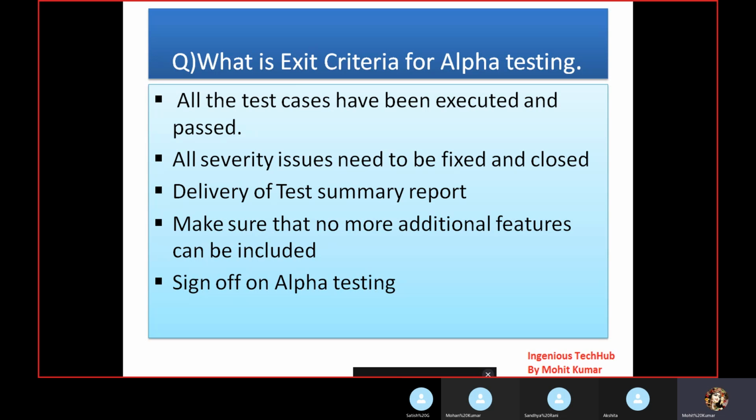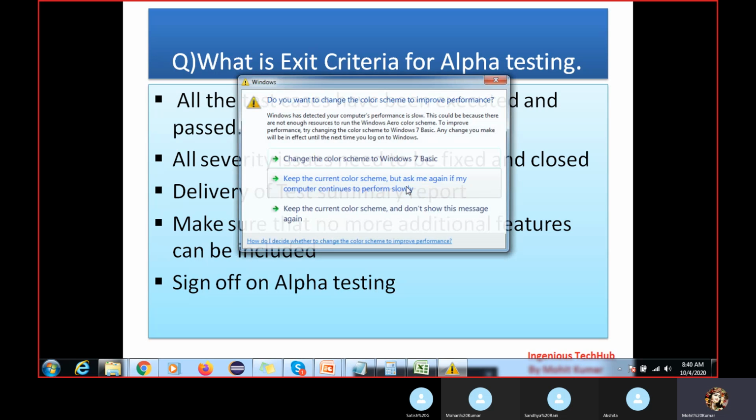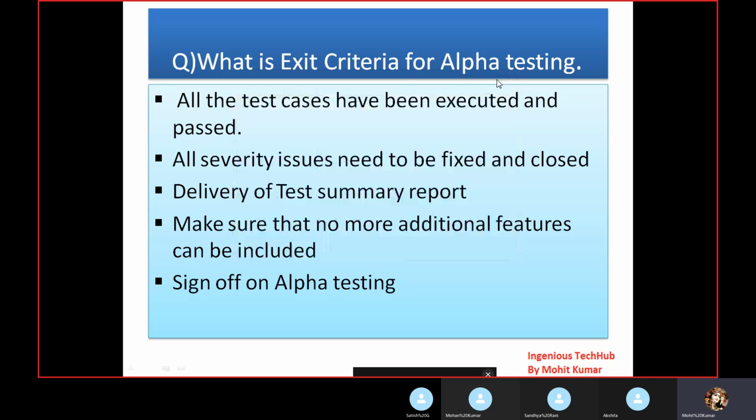So make sure that no more additional features can be included, and sign off the alpha testing. We close our test cases, everything is fine, so we close and sign off. That is called your entry and exit criteria.